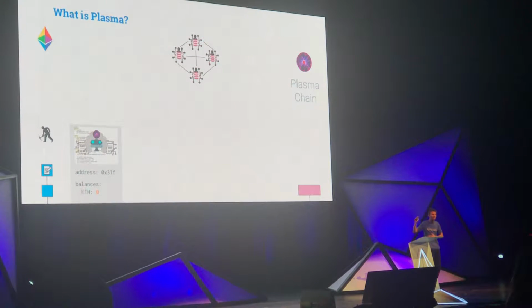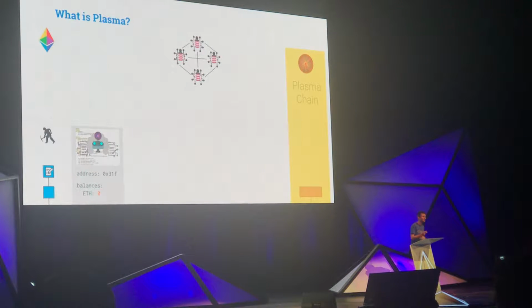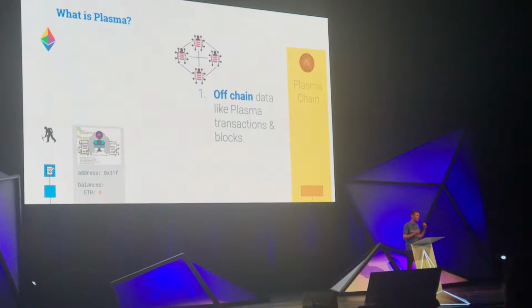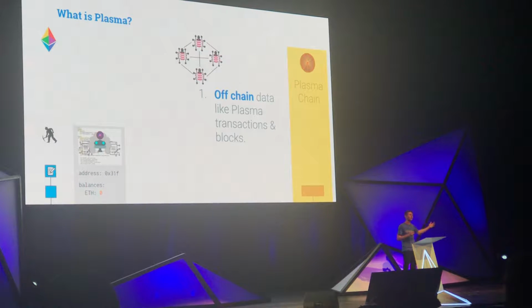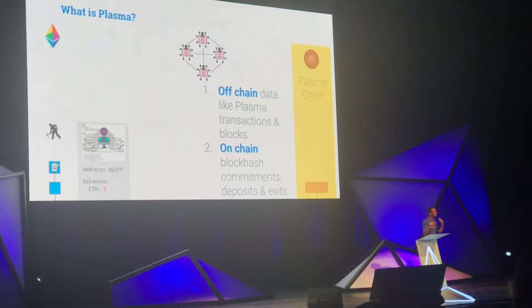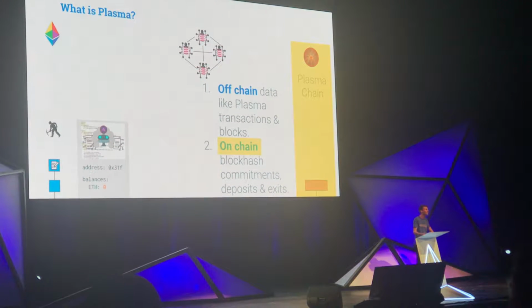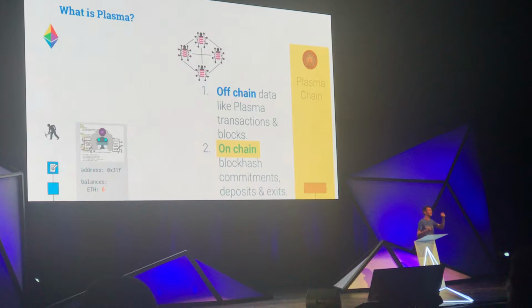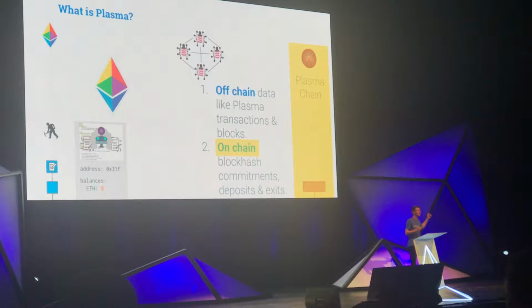So, next we have the Plasma chain itself. The Plasma chain consists of off-chain data. This is where we get our scalability from. This is stored up in the cloud. It's a whole lot of data. And here, it consists of on-chain data, like block commitments, as well as deposits and exits. And so this is all on the Ethereum main chain.